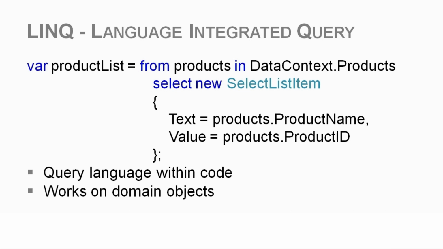and that's just going to be the collection name in data context.products. And then from that, we're going to select and create a new select list item, and we're going to set its text and value properties using the properties on the products collection. So if there are 5 products in that data context products table or model, we're going to end up with 5 select list items. So in this way, we can query within code. And this doesn't have to apply specifically to databases. We can query any sort of object that supports the IQueryable interface. So we'll also work on domain objects, not just data-related objects.